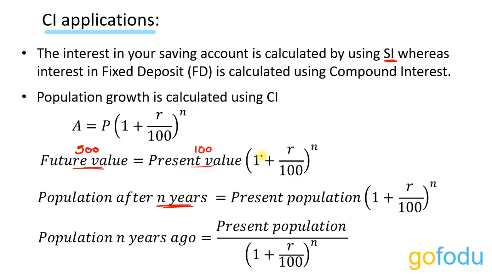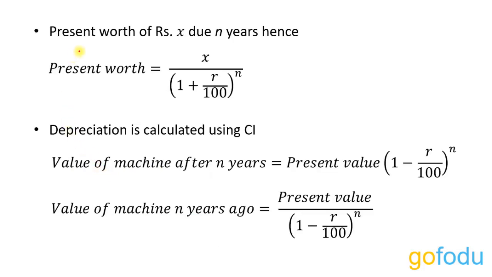You want to find present value of future 500 rupees, you can take this (1 plus r upon 100) whole raised to n to the left hand side in the denominator, and you will get this formula: present worth of rupees x due n years hence. Present worth would be x upon (1 plus r upon 100) whole raised to n. So here x would be 500 rupees and present value of future 500 rupees can be calculated using this formula.